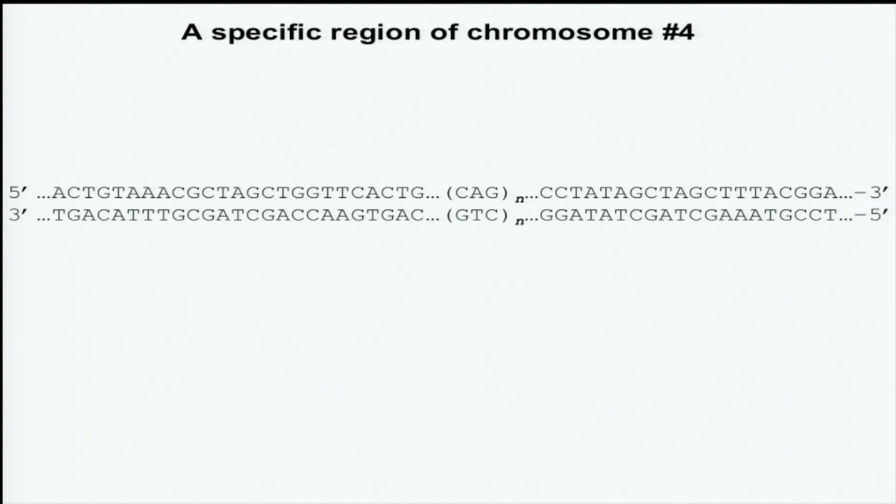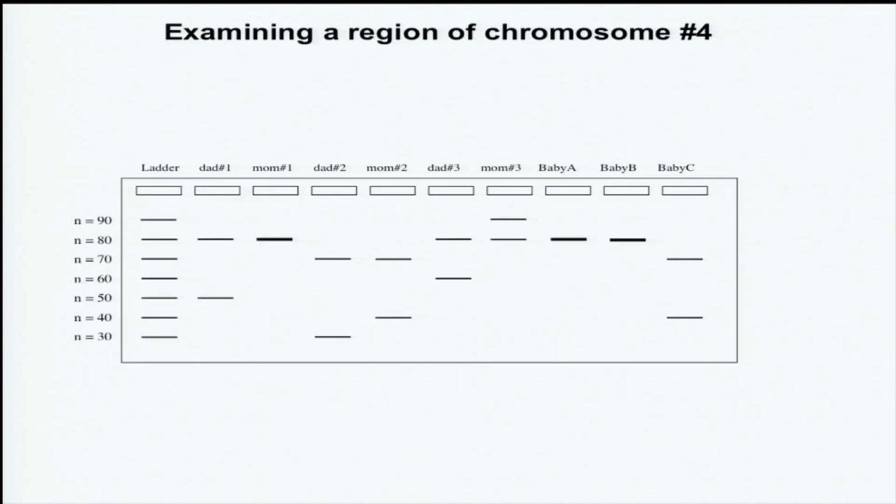So now if you look at your worksheet, you'll see a picture like this. This is a region of chromosome 4, and in this region, the sequence CAG is repeated a certain number of times in the middle of the sequence. So now I'm going to show you another gel, also shown on your worksheet, that shows the results of analyzing these same people at a different region, a region of chromosome 4. What I'd like you to do now is analyze this gel and answer the questions you see on your worksheet.